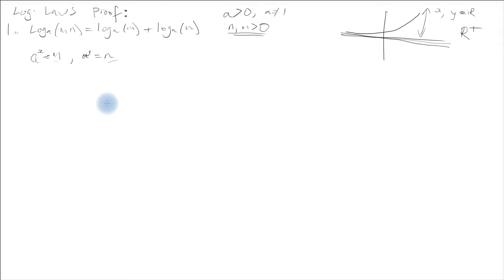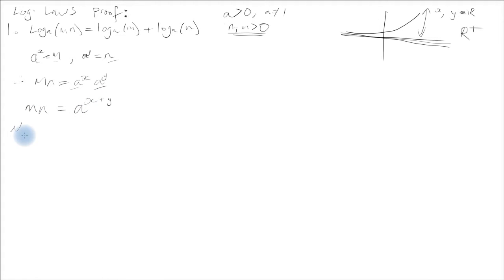Okay, so because of this, we can say that m times n is a to the power x multiplied by a to the power y. Now from our index law, we notice we've got the same base here, so we can say that that is a to the power of x plus y. Okay, so now we've got mn equals a to the x plus y.